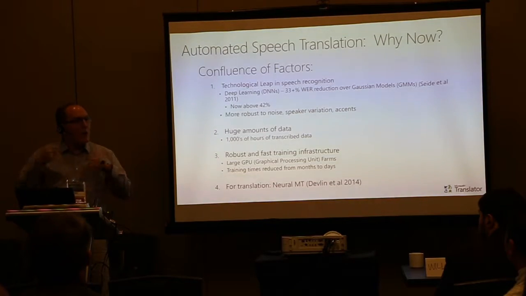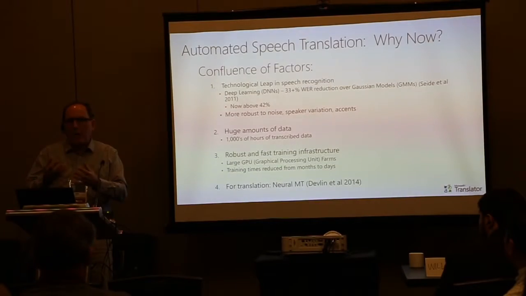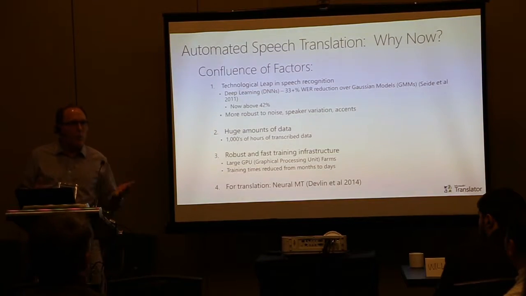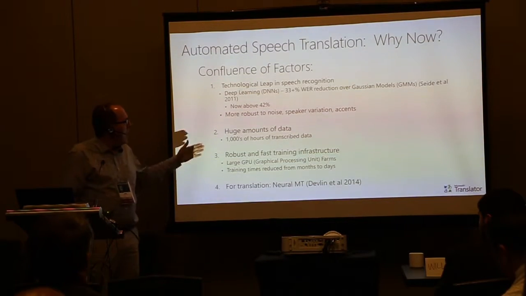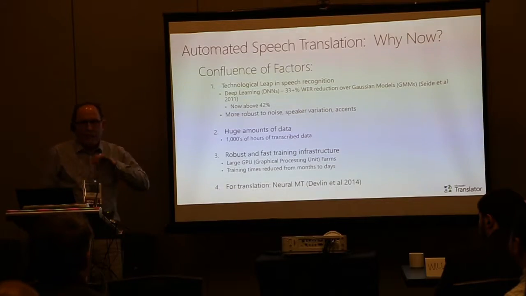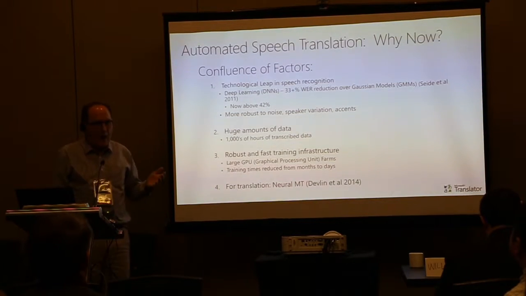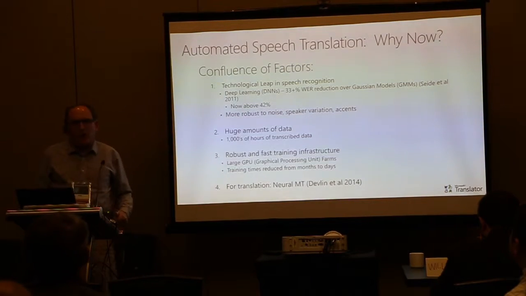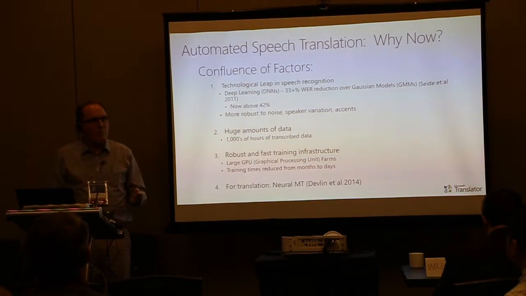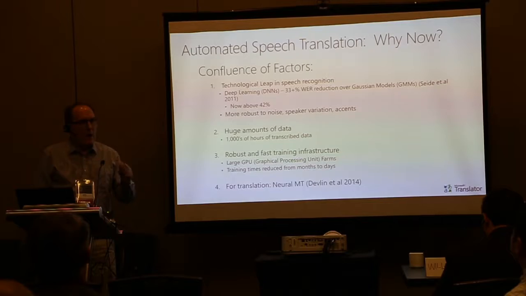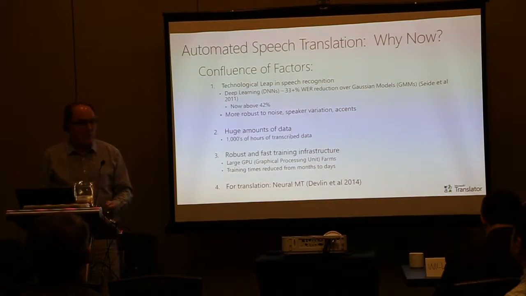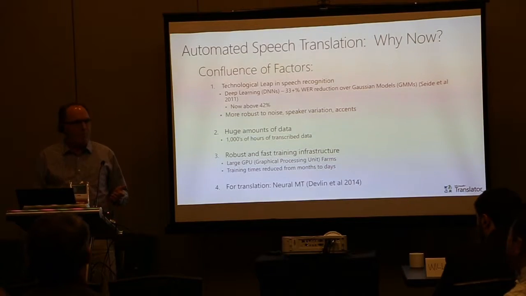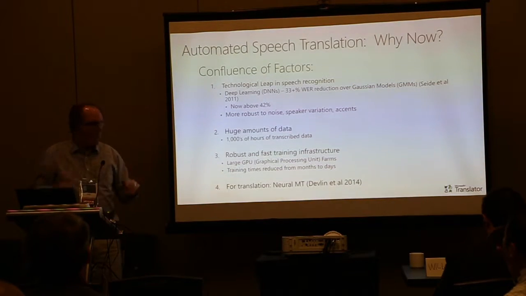Same data, same more or less training algorithm, except you're using deep learning versus the older models, which were called Gaussian models. Also, large amounts of data, just huge amounts of data now that we didn't have 15, 20 years ago. Robust and fast training infrastructure. Here's the computational power. To train on devices from 20 years ago, it would take a year. To train on devices now, maybe a day, especially if you distribute the process.